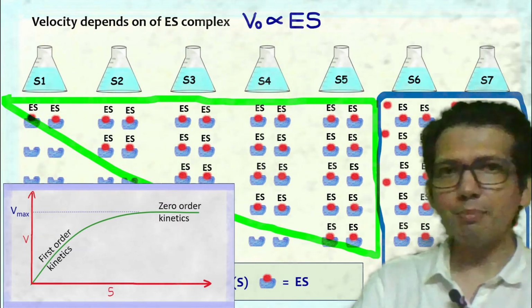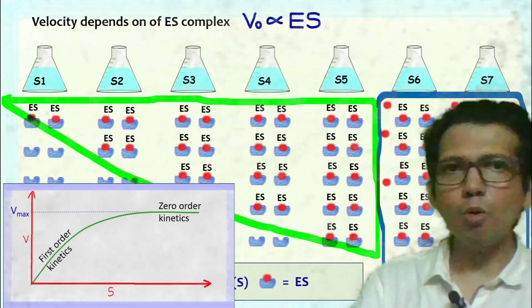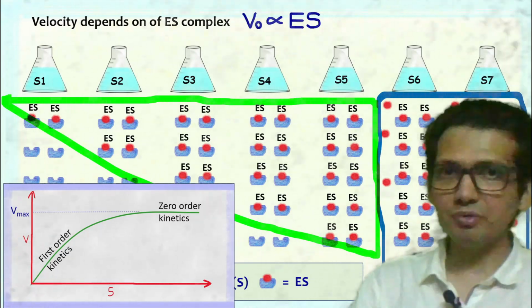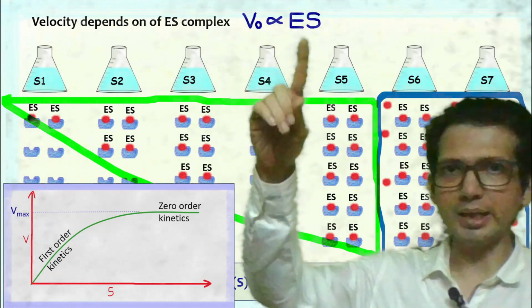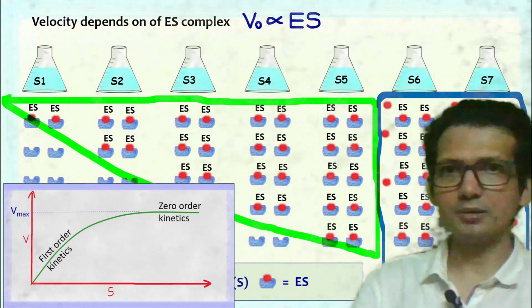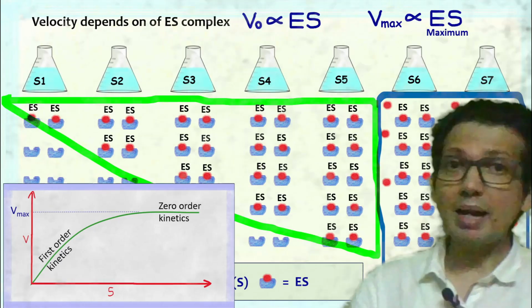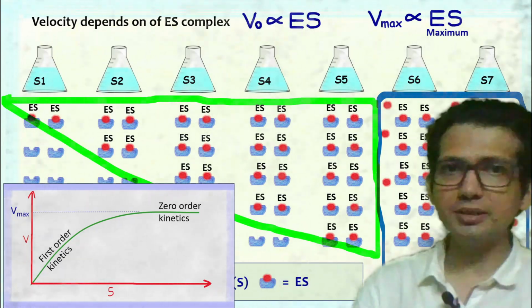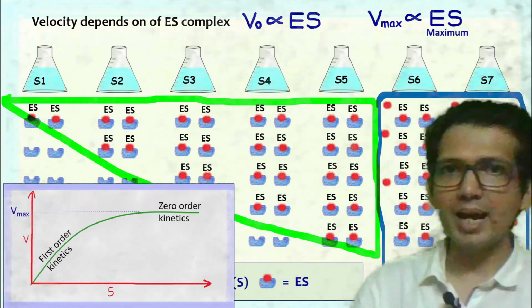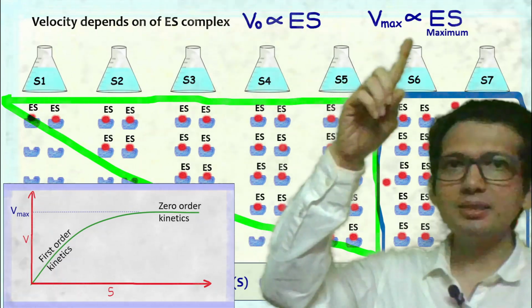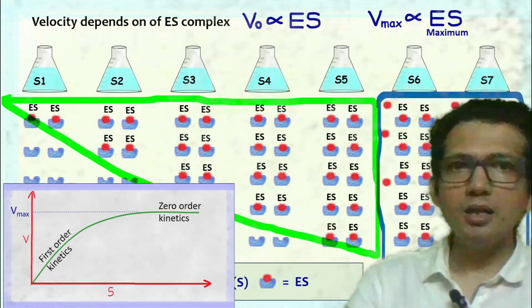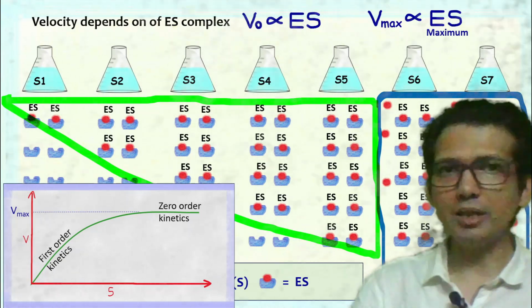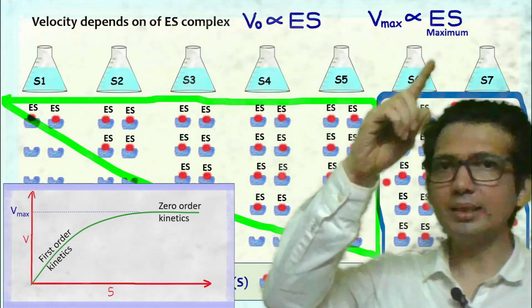So, more is the amount of ES complex, more is the velocity. Hence, we say V0 is directly proportional to ES complex. And Vmax is reached when there is maximum ES formation. Hence, Vmax is directly proportional to ES maximum. Later on in this video, we will see what ES maximum is.